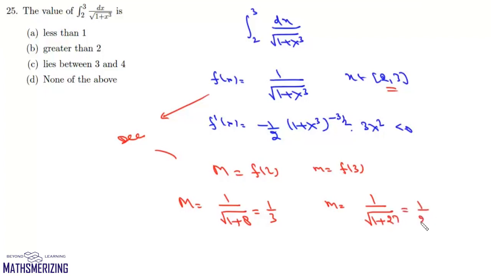That will be 1 by 28. Now we know that the value of this integral will lie between small m (b minus a) and capital M (b minus a). So the value of this integral will lie between 1 by 28 and 1 by 3. So the value of this integral is always less than 1, and that's your option A.